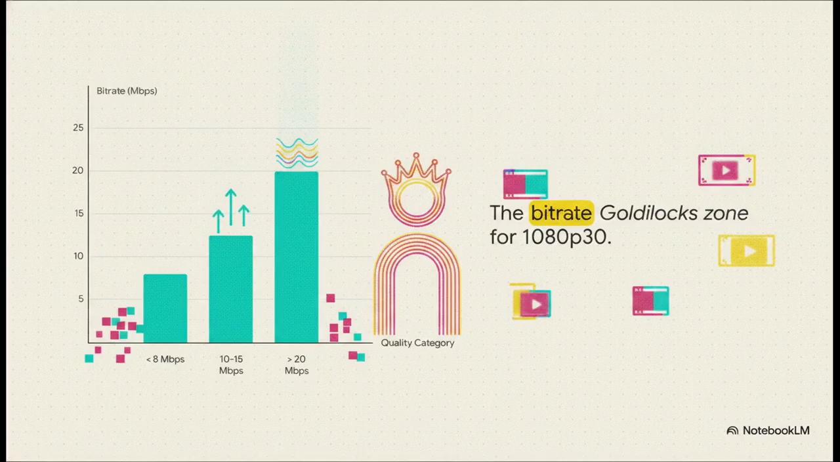Now for bit rates. Think of this as the Goldilocks zone for 1080p at 30 frames per second. If you drop below 8 megabits per second, you're going to get those nasty visible artifacts. It's going to look messy. But if you climb way above 20 megabits per second, you get absolutely no visible gain on mobile screens. None. So your sweet spot is right in the middle, 10 to 15 megabits per second. That gives you maximum clarity without triggering the app's heavier compression.